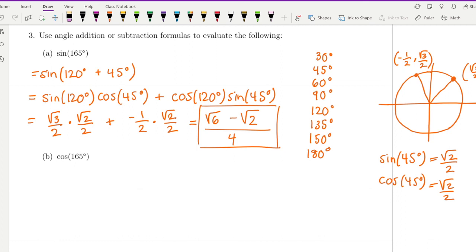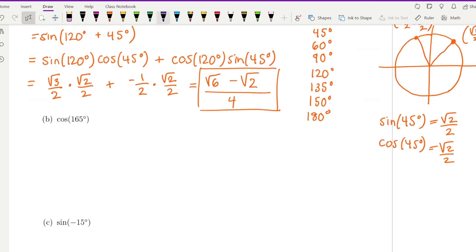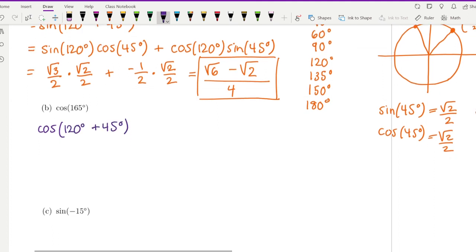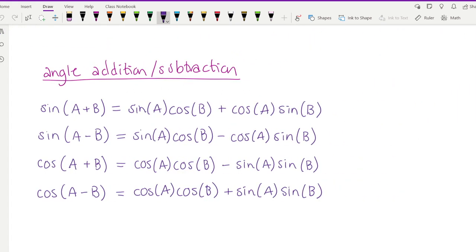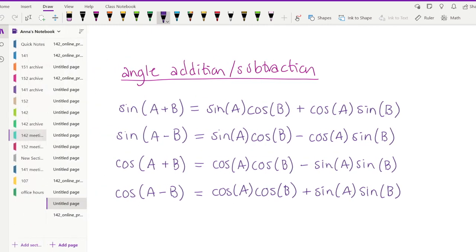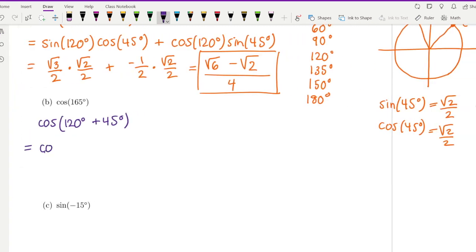There's always multiple ways. So we can do cosine of 165 using the same reasoning, right? We can split it up the same way since we already have that picture drawn. So we can say, okay, this is cosine of 120 plus 45. So the angle addition formula for cosine is cosine of each of the two angles together minus sine of each of the two angles. So we have, in this case, cosine of 120 times cosine of 45 minus sine of 120 times sine of 45.